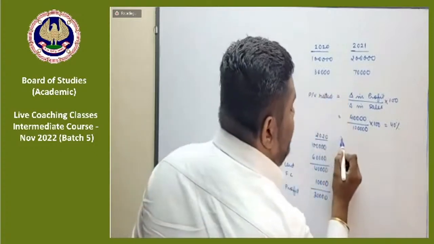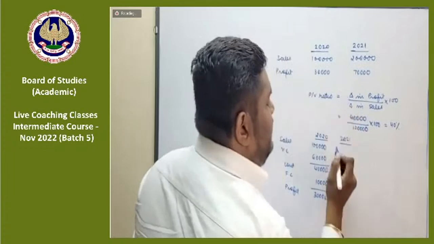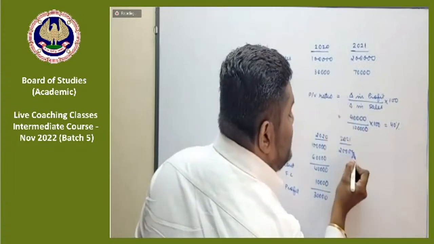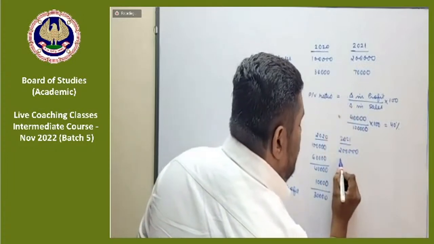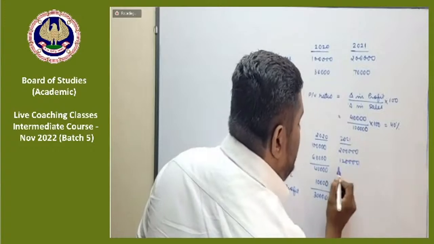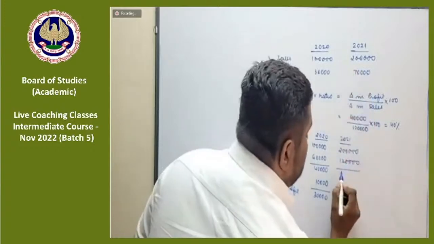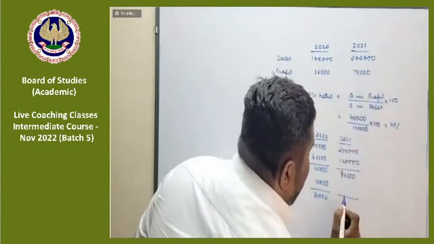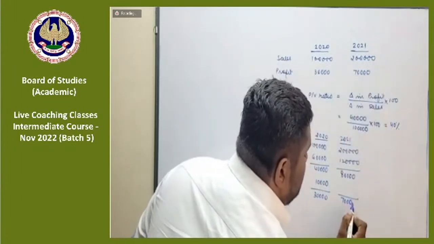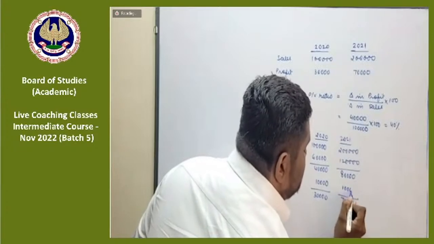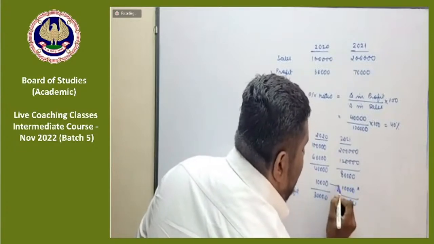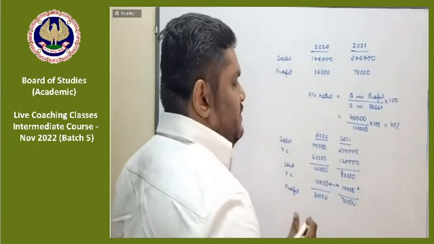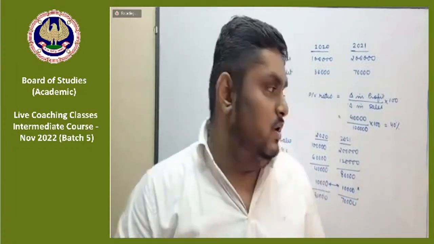In 2021 also, we can prepare the statement. 2 lakh is my sales, 1 lakh 20,000 will be my variable cost. So 80,000 will be my contribution. My profit is 70,000. So this 10,000 fixed cost is my balancing figure. And fixed cost is constant in both the years.